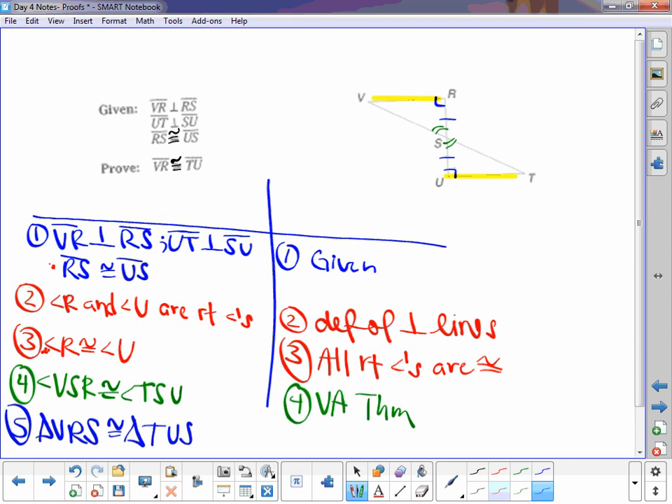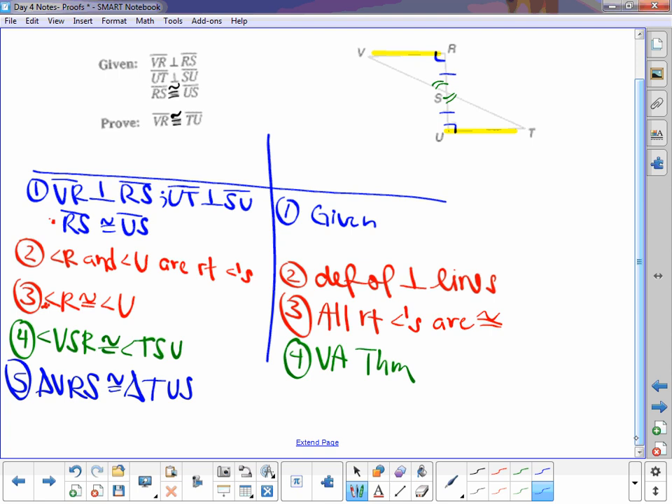And what is my reasoning for that one? How do I know that these two triangles are congruent? Good, angle-side-angle. Alright, now don't stop and think that you're done just because you proved two triangles are congruent. We want to show those pieces are congruent. So now that I know the two triangles are congruent, I can say those pieces are congruent. So now I can say segment VR is congruent to segment TU.